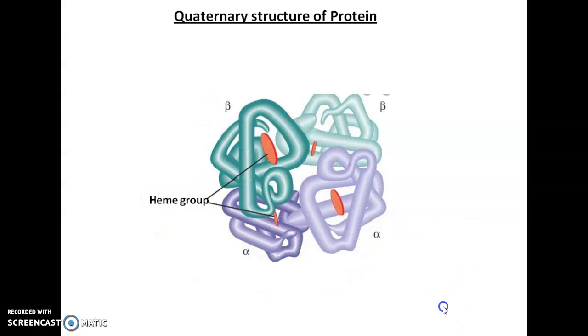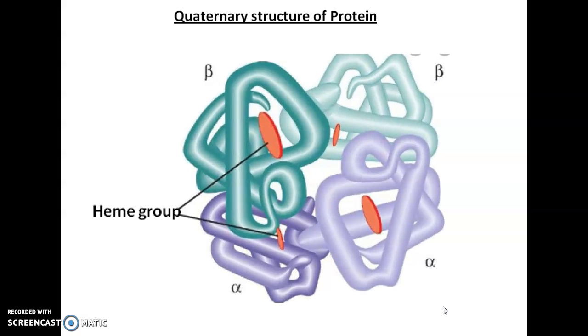Next is the quaternary structure. Quaternary structure is a complex. It's not a single protein or a single polypeptide chain. It's a complex of different polypeptide chains. As we can see from this diagram, 4 different chains are involved in the formation of a single biologically functional structure, which is the hemoglobin protein. These red circles are presenting the heme group, that is a non-protein group, or you can say prosthetic group.